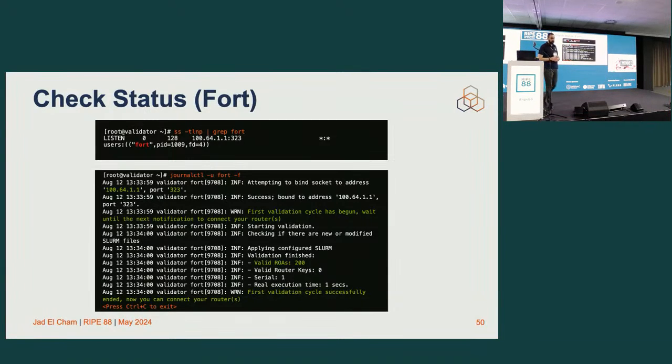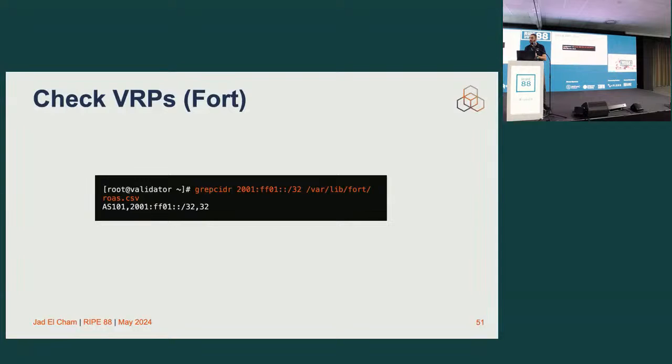All right, so this is where you see in green that the first validation cycle has begun. Wait until the next notification to connect your routers. It says that it downloaded 200 valid ROAs, and then it says the validation cycle successfully ended. Now you can connect your routers. Now this behavior might change in the future or in different distributions or future versions of Fort. So always refer to the version that you're installing.